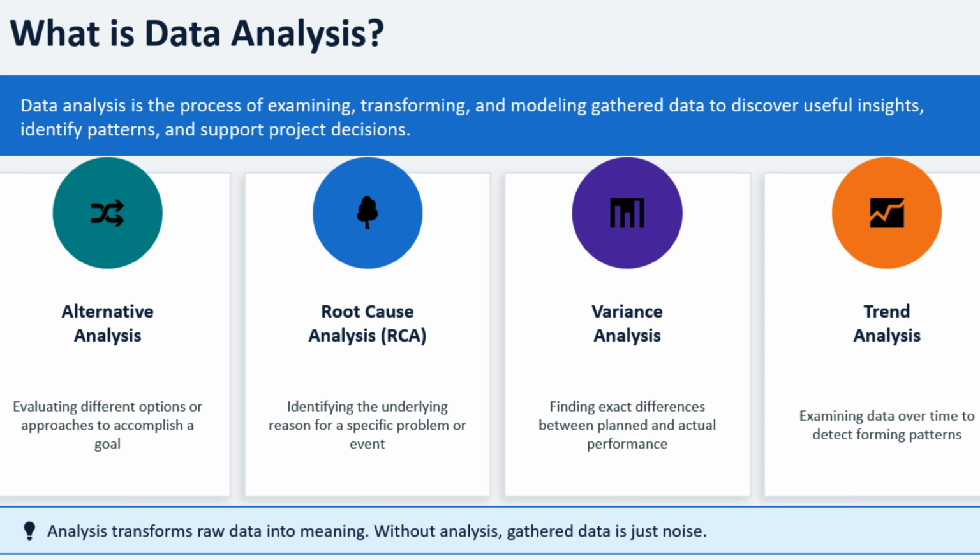We're basically going to look at 4 ways. The first one is alternative analysis, then root cause analysis. We are also going to look at variance analysis, and trend analysis. Let us go through them one by one to understand what this data analysis is that we're doing. What does it mean? How do we analyze data in a project environment?